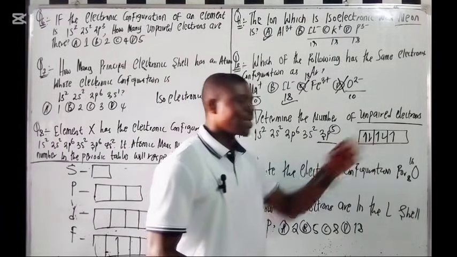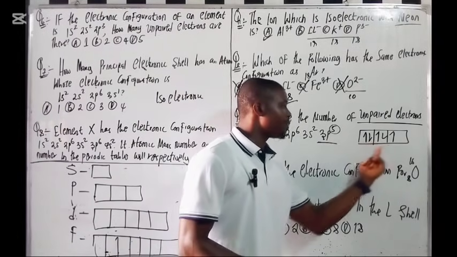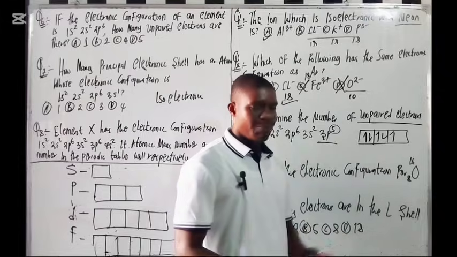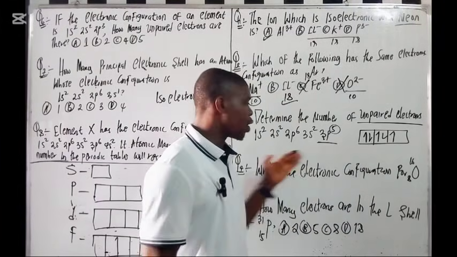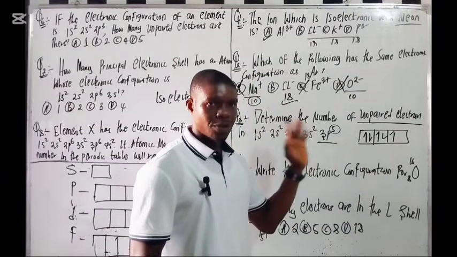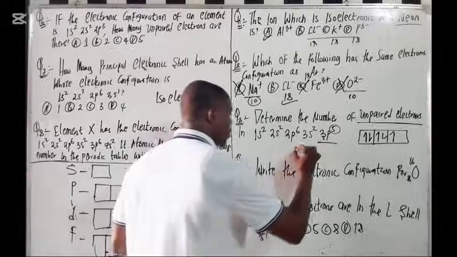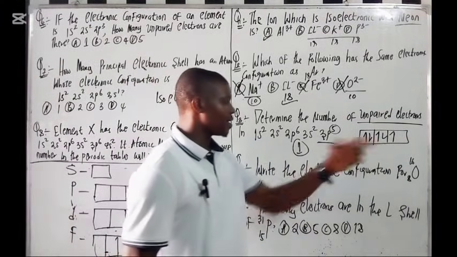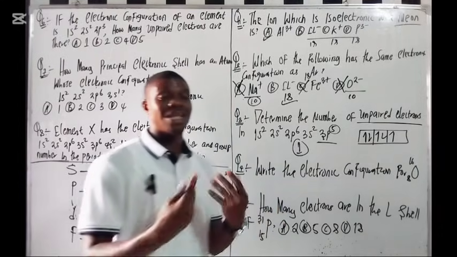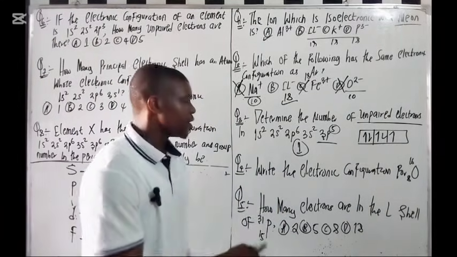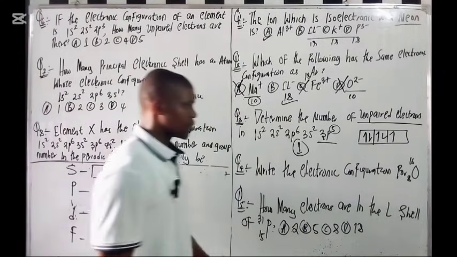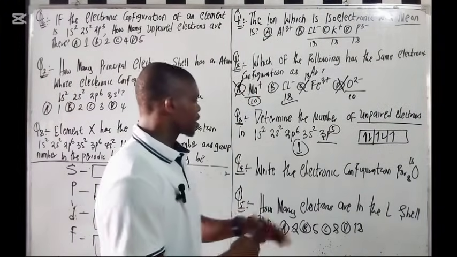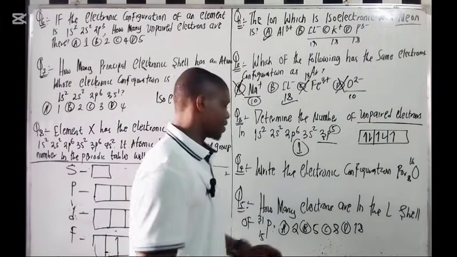If they ask you how many paired electrons you have here, we have 2 paired electrons. How many unpaired electrons? Here we have 1 unpaired electron. There's supposed to be options here, but the options are not here. So the answer is 1 unpaired, then 2 paired. Most of them don't ask you how many paired electrons. The paired electrons are 2. Easy. In case you see this kind of question, just answer it like that.